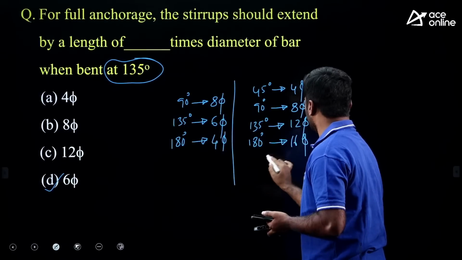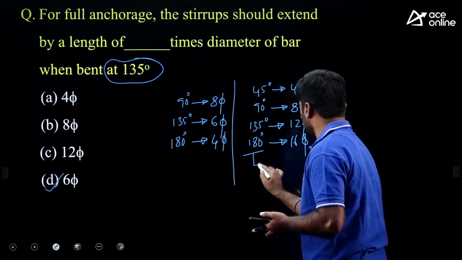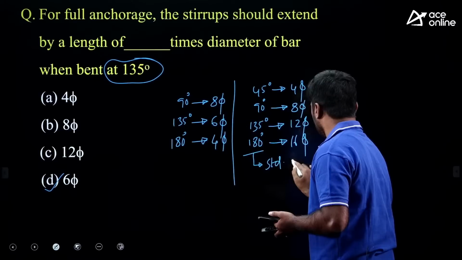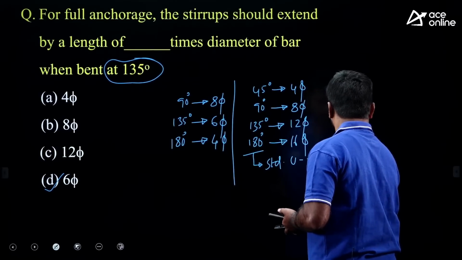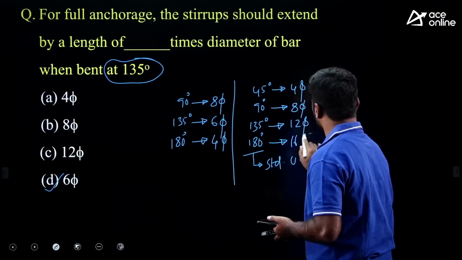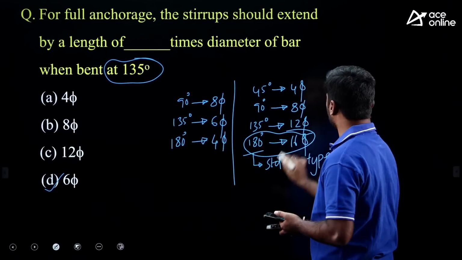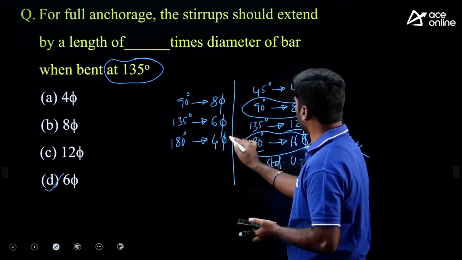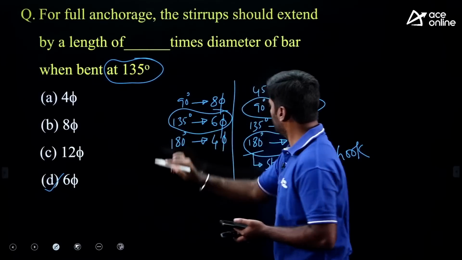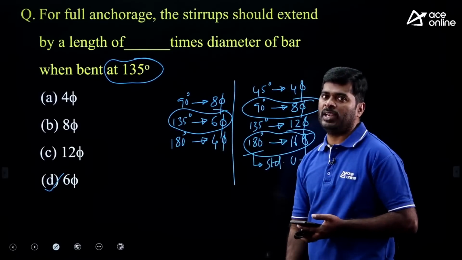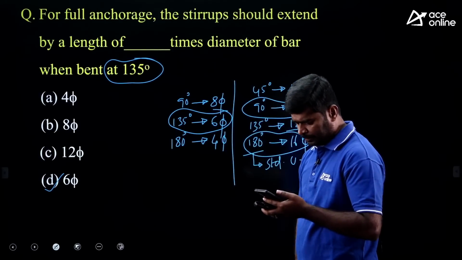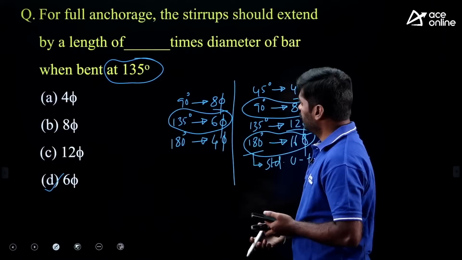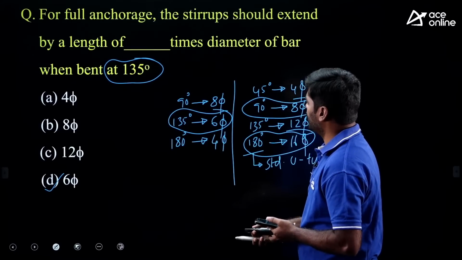For a 180 degrees bend, it is 16 times bar diameter. This 180 degrees is also called a standard U-type hook. Maybe you can expect this, or this, or this one. Any one of these 3 you can expect in the exam. Okay? Right, very good. Option D is correct for this question.